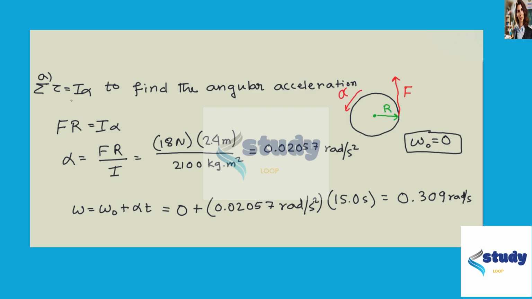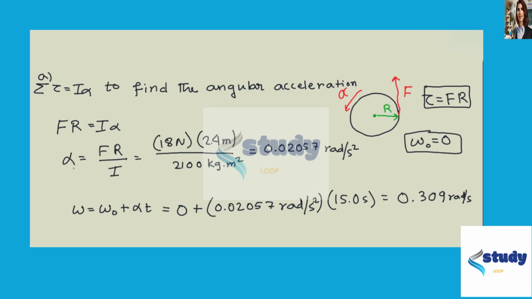To do so, we can start with the torque equation, where torque is equal to moment of inertia times alpha, and we're already given the moment of inertia for the merry-go-round. From this setup, we can see that torque is force times the radial vector, so torque is F times R. We can put that equal to I alpha.